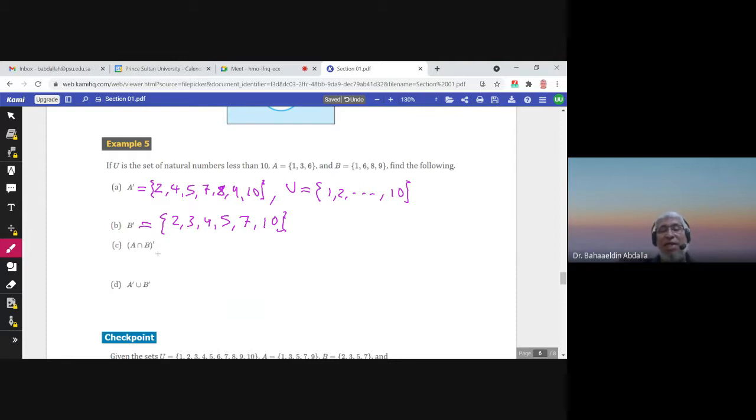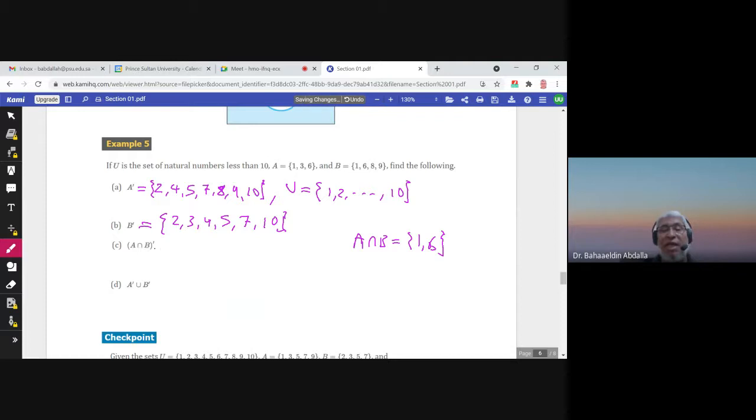How to find A intersection B complement? You can find A intersection B first, and then you can find their complement. So what is A intersection B? This is A, this is B. 1 and 6 are here and here. So 1 and 6 are in the intersection.